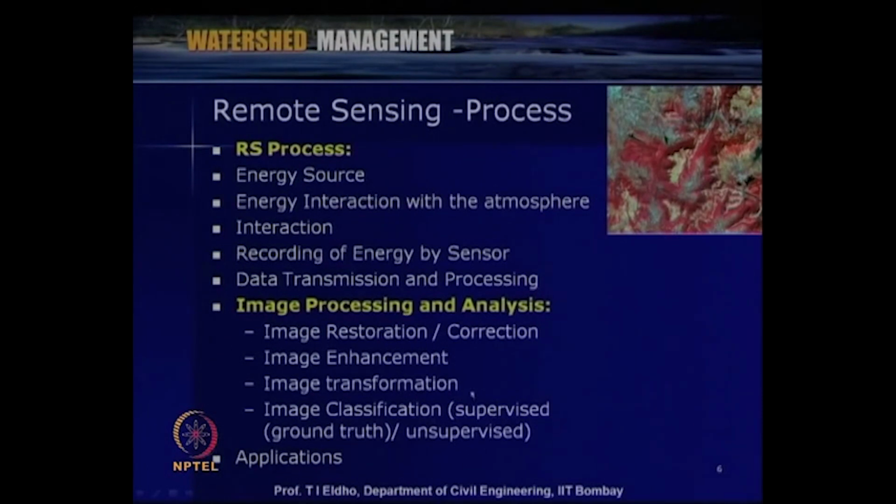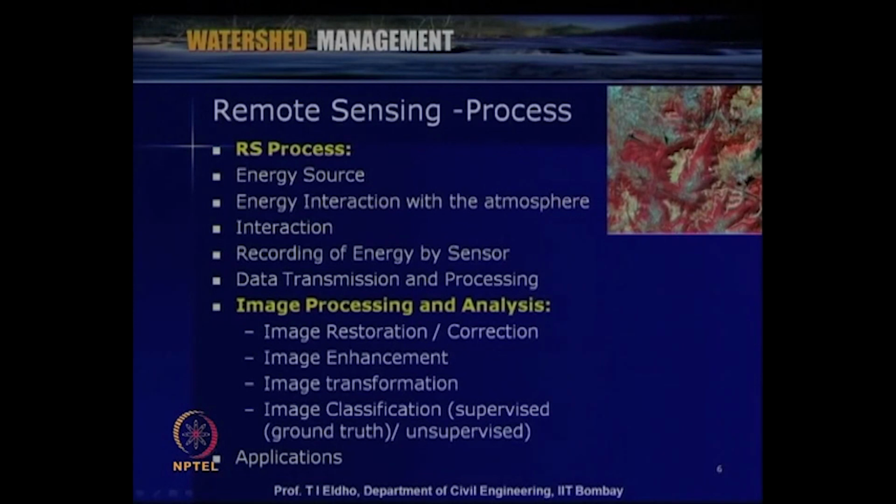This image classification can be either supervised classification, where we compare with the ground truth at a few locations, or we can do unsupervised classification. So, these are the fundamental steps involved in image processing: starting from image restoration or correction, once we get the image, then image enhancement, then image transformation, and then image classification, and then we can utilize this particular image for various applications.